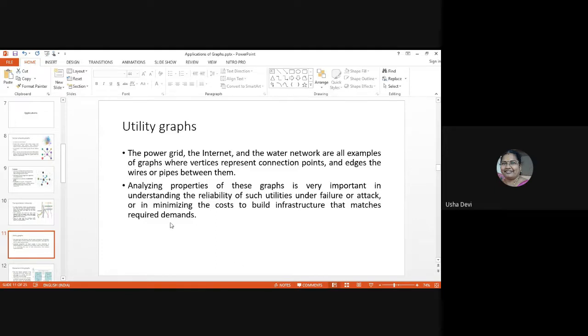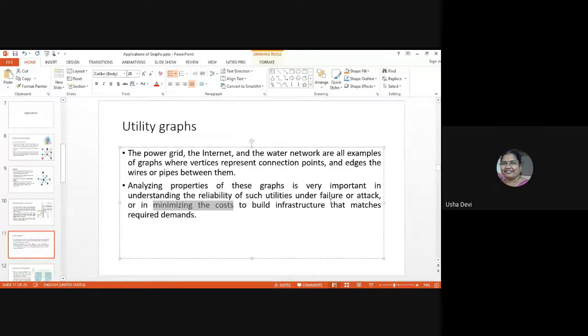Even in case of any failure, if one connectivity goes off, you may use some other alternate path for it. Sometimes you should also minimize the cost to build such infrastructure. Suppose one water plant is at one location and another plant is at another location, and you are trying to use it to supply the whole city, covering certain regions. If this plant fails, and you try to use another plant to supply the water, which one could be the feasible one?